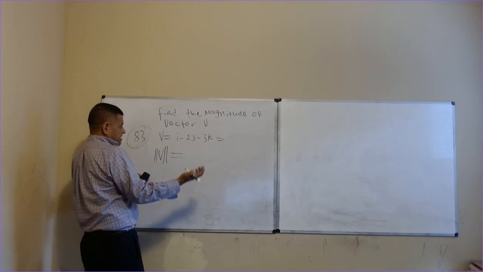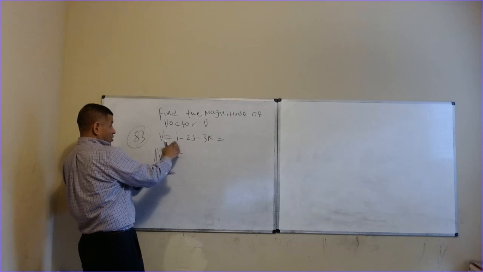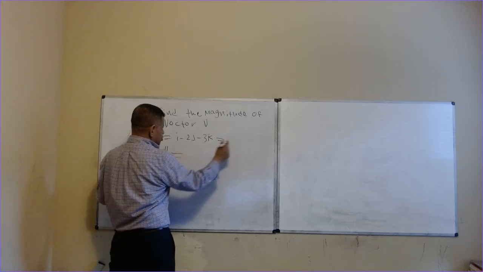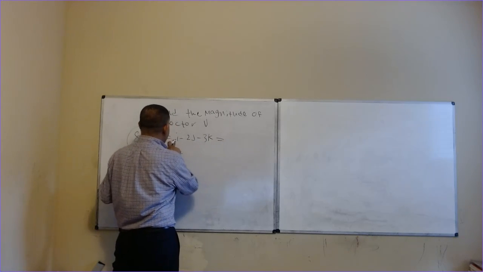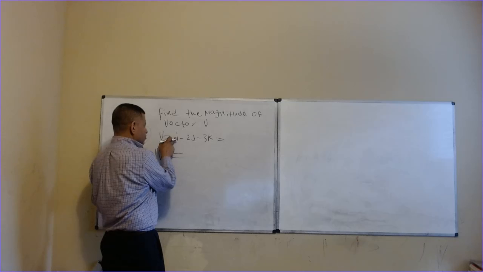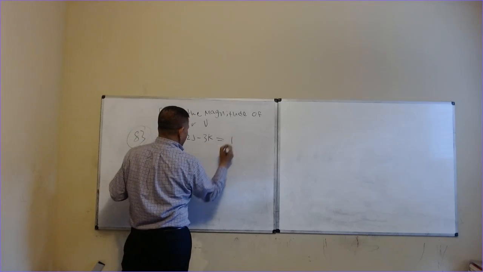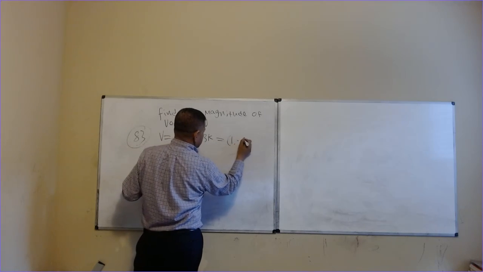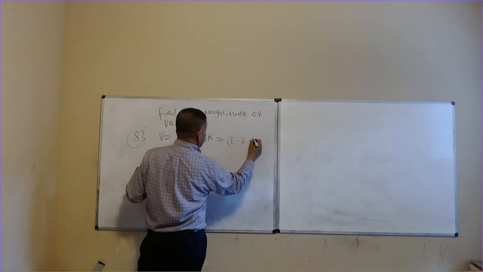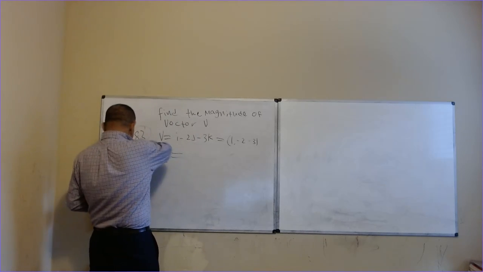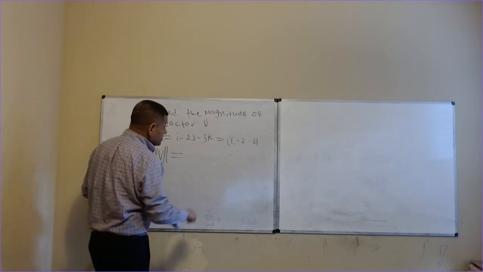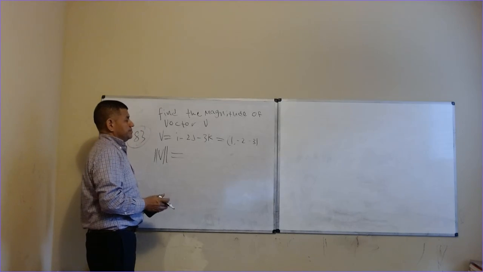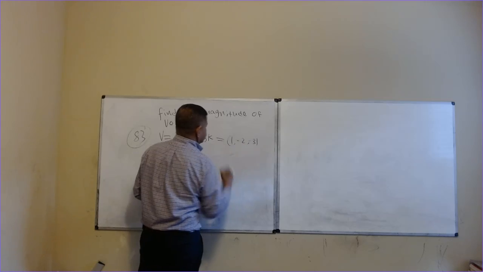Before that, it's a good idea to take the coefficients out of this. So in this case, i is 1, so 1, 1, and then here is a minus 2, and here is a minus 3, right? Okay, so that's how you do it.